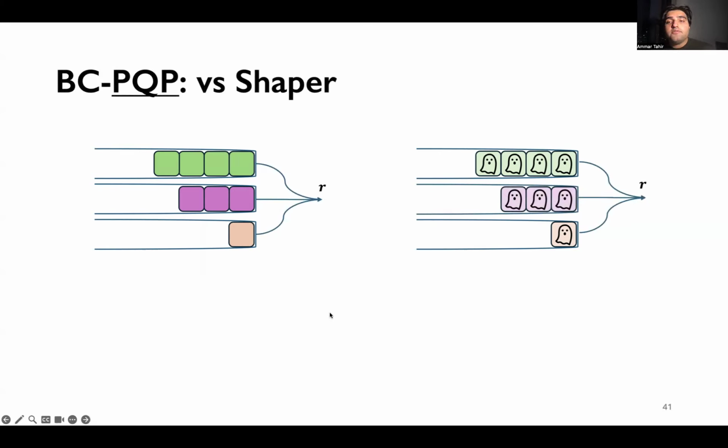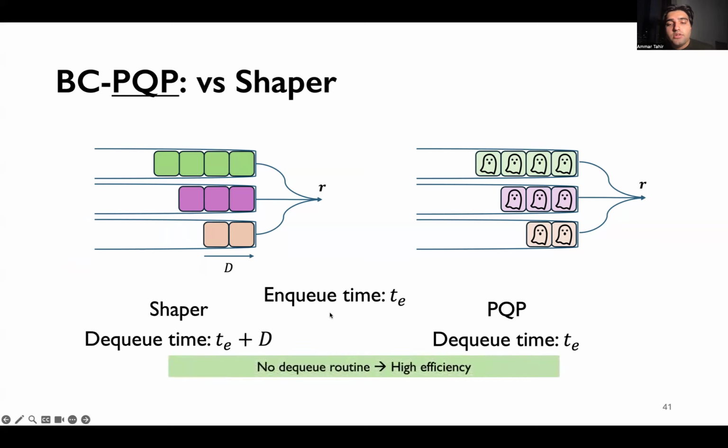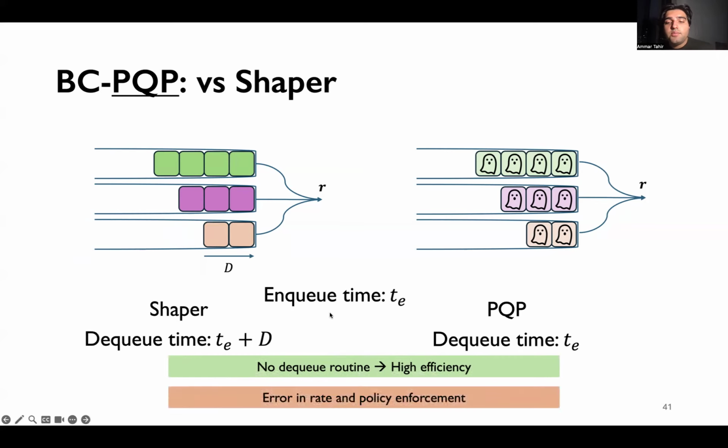While they look identical, there is a fundamental difference between PQP and a shaper. For a packet coming in at time TE, PQP immediately transmits it and enqueues its phantom version in the queue. Thus, the real packet DQ time is the same as the enqueue time with PQP. Shaper, on the other hand, buffers the real packet in the queue, and this packet is DQ'd some time D later. There are two implications of this. The good thing is that the absence of a DQ routine makes PQP as efficient as a traditional policer. But the bad news is that given this discrepancy in DQ time, there is some error in rate and policy enforcement.